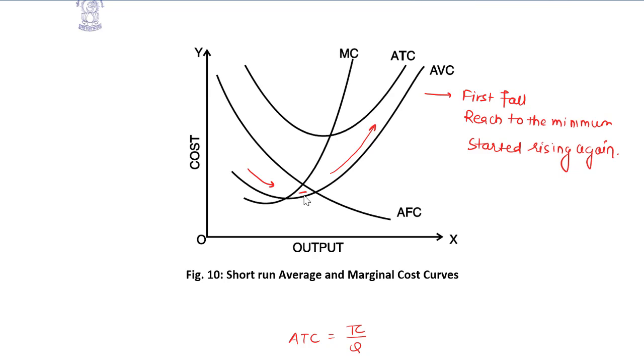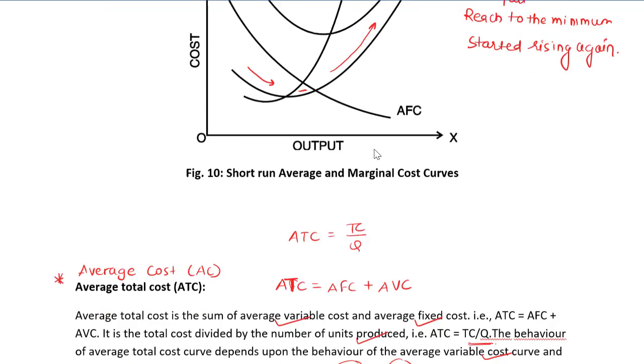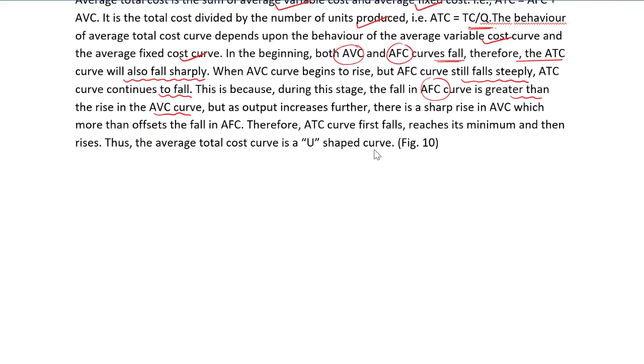Average fixed cost curve is falling, average variable cost is rising, but still the average total cost curve will only fall. Why? Because the average fixed cost curve is falling very steeply, and that is why the average total cost curve will fall. This is stage 1.